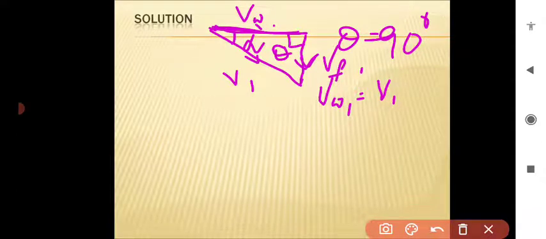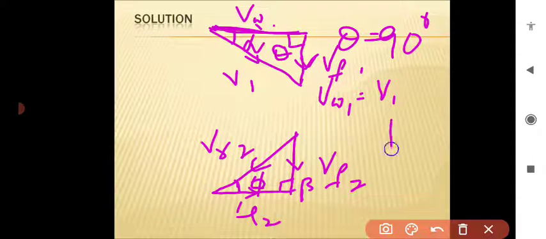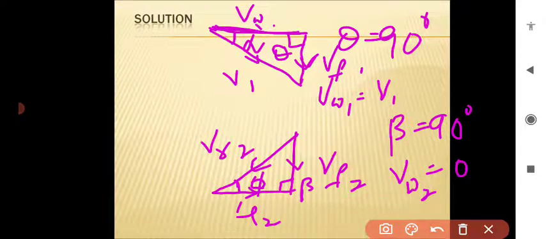This is the inlet triangle. For the outlet triangle, this is the flow velocity Vf2, this is the relative velocity Vr2, and this is the blade velocity u2. The horizontal component angle is phi, and this angle is beta. Here beta is equal to 90 degrees, and Vw2, the whirl velocity at exit, is 0. So these are the inlet and outlet triangles by using the given data.